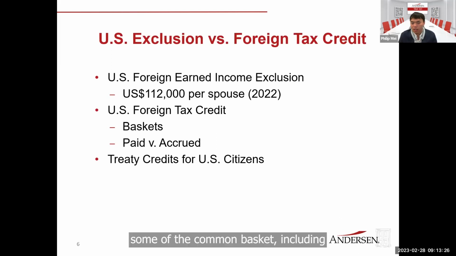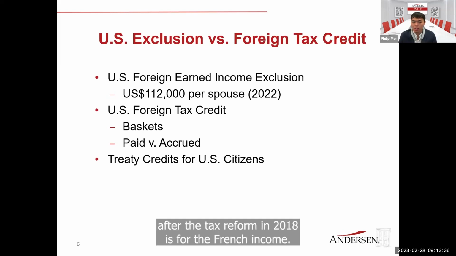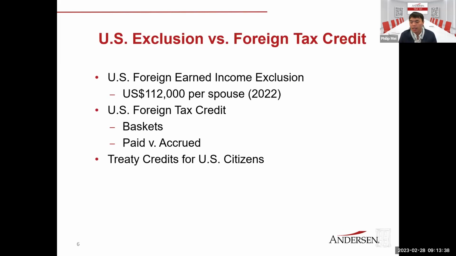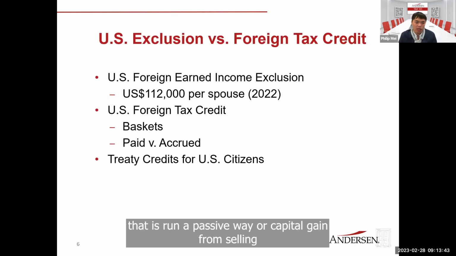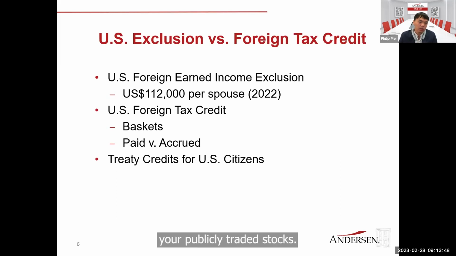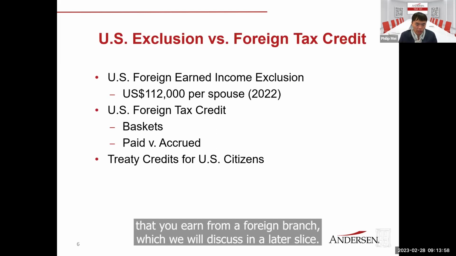Some of the common baskets include passive basket and general basket, and also we have a new basket that became applicable after the tax reform in 2018, which is foreign branch income. So the passive basket would include interest, dividend, anything that is rather passive, or capital gain from selling your publicly traded stocks. And then foreign branch income is rather a new basket. It includes income that you earn from a foreign branch, which we will discuss in a later slide.